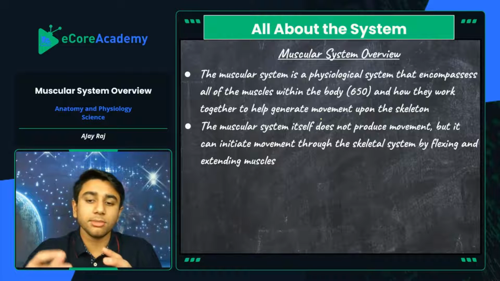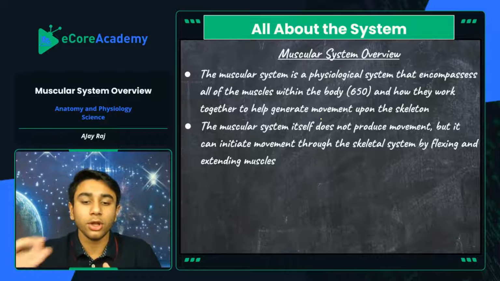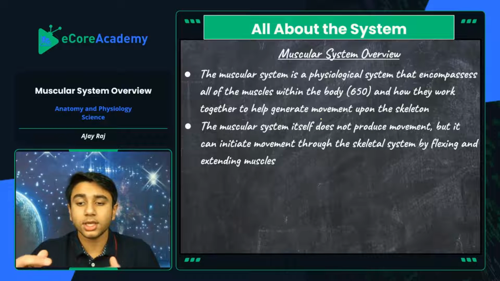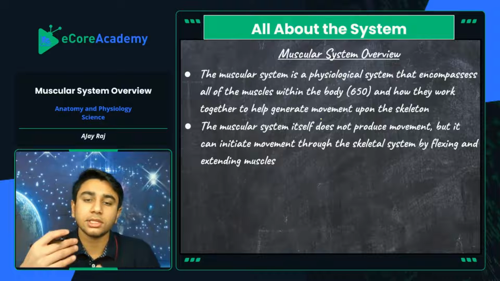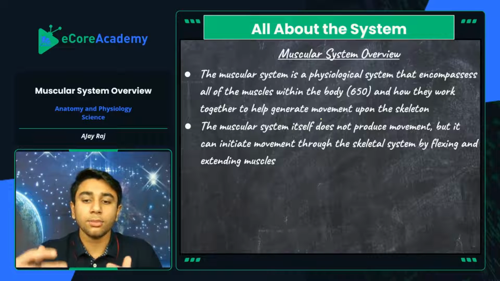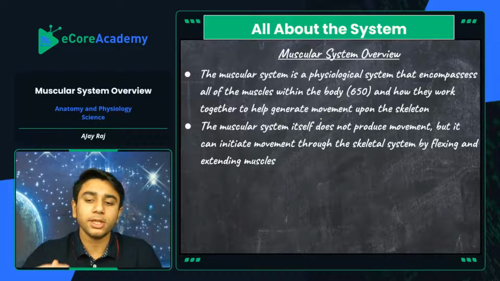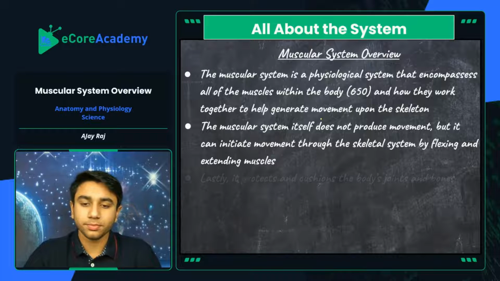So the muscular system itself does not produce movement, but it can initiate it through the skeletal system by flexing and extending its muscles. When you're utilizing your muscles, there are some very important laws that we have to follow, which I'll introduce in the next slide. But essentially, your muscular system is bending your skeletal muscles using that spongy bone to actually bend those bones. They also help support your joints, help cushion your joints, and help generate the movement. They initiate movement, but they do not create movement. The skeletal system creates that movement.